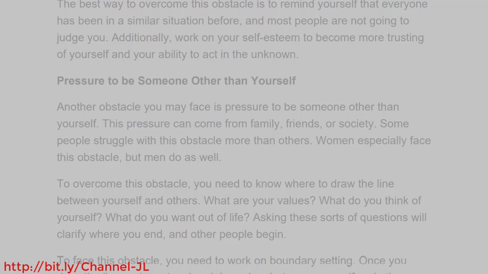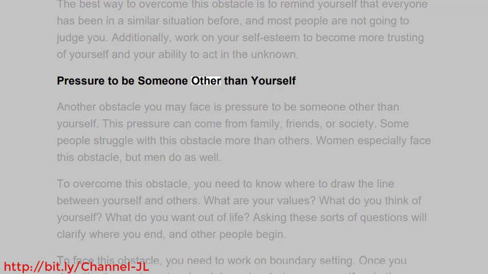The best way to overcome this obstacle is to remind yourself that everyone has been in a similar situation before, and most people are not going to judge you. Additionally, work on your self-esteem to become more trusting of yourself and your ability to act in the unknown.